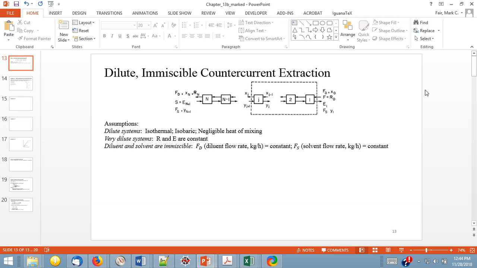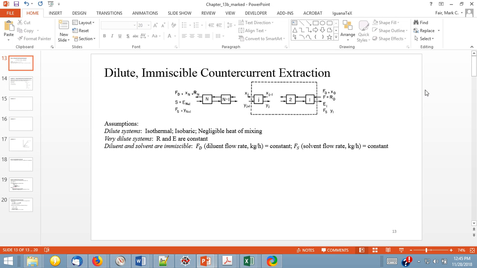We're going to start with a fairly simple case. In a fairly simple case, we make some assumptions. Not all these assumptions are going to be valid in all cases, but we'll start with this one to get some of the general ideas. We're going to assume that we have a dilute system. And for us, that means ultimately that we're going to operate the extraction process isothermally, isobarically, and we're going to neglect any heat of mixing. Okay, so that's dilute.